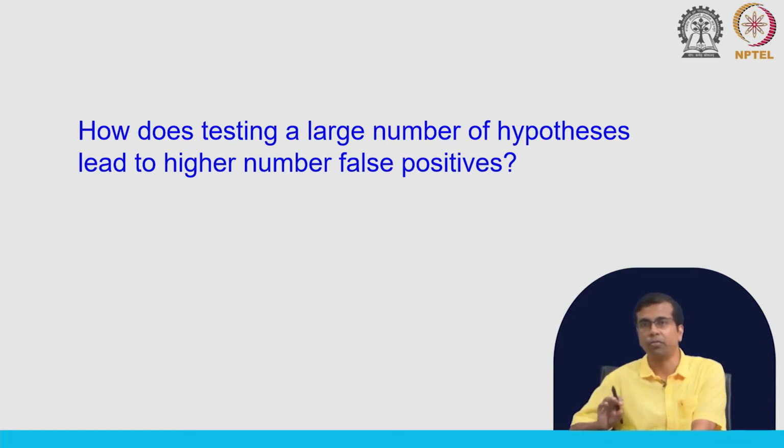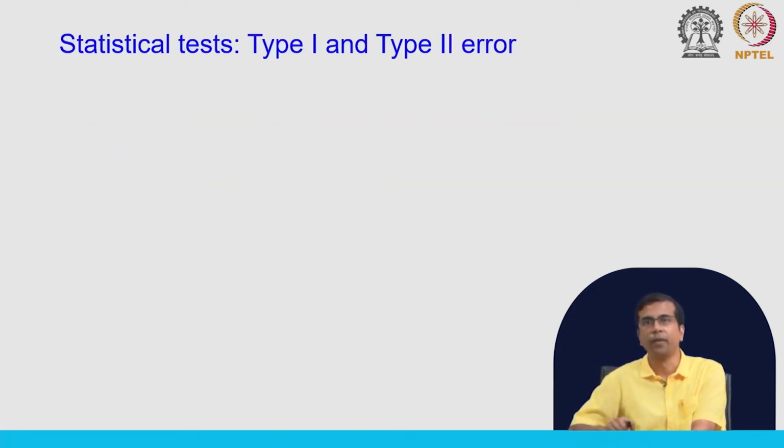I will show you two ways this can happen. One is that the total number of false positives that you can expect will rise if you test a large number of hypotheses. In addition, the probability of getting a single false positive will also increase manifold. So, these are the two points that I will show you now.